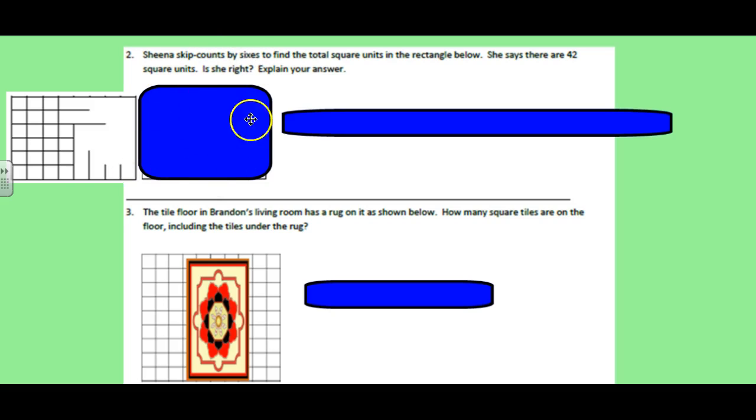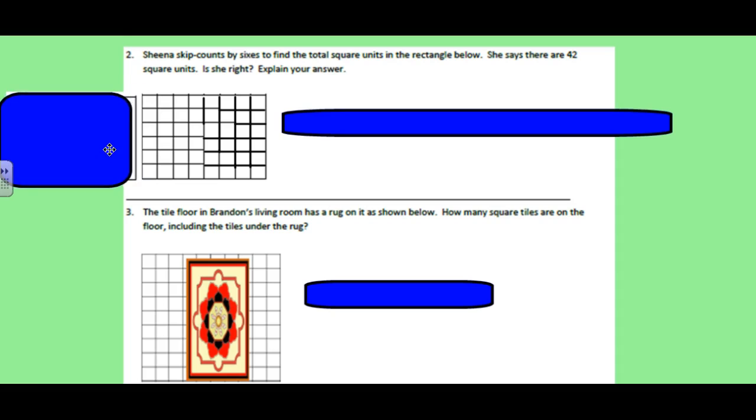So go ahead and finish drawing the lines in the rectangle. And then I want you to write a sentence to tell me, is she right? And explain to me why you put that she was right, or explain to me why you put that she wasn't right, depending on how many unit squares are in this rectangle. Whenever you're ready to check your answer, I want you to push play.